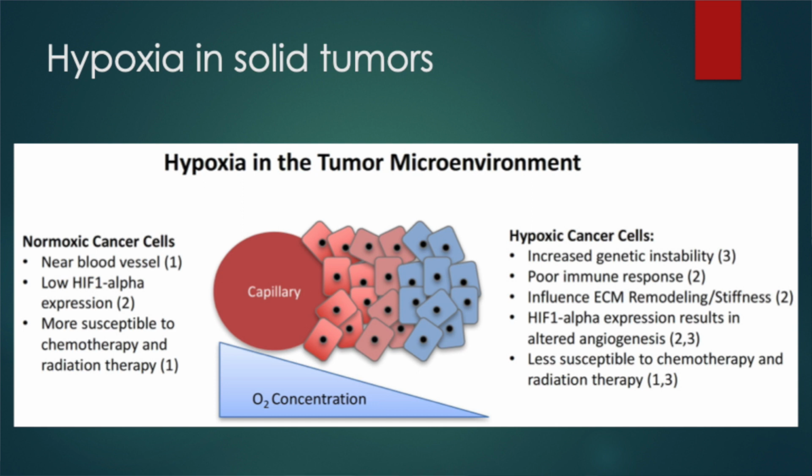So under normal conditions, there is an enzyme called prolyl hydroxylase. This prolyl hydroxylase will phosphorylate a protein. This particular protein is called HIF1 alpha, hypoxia inducible factor alpha. So once this prolyl hydroxylase phosphorylates this protein, it will get degraded.